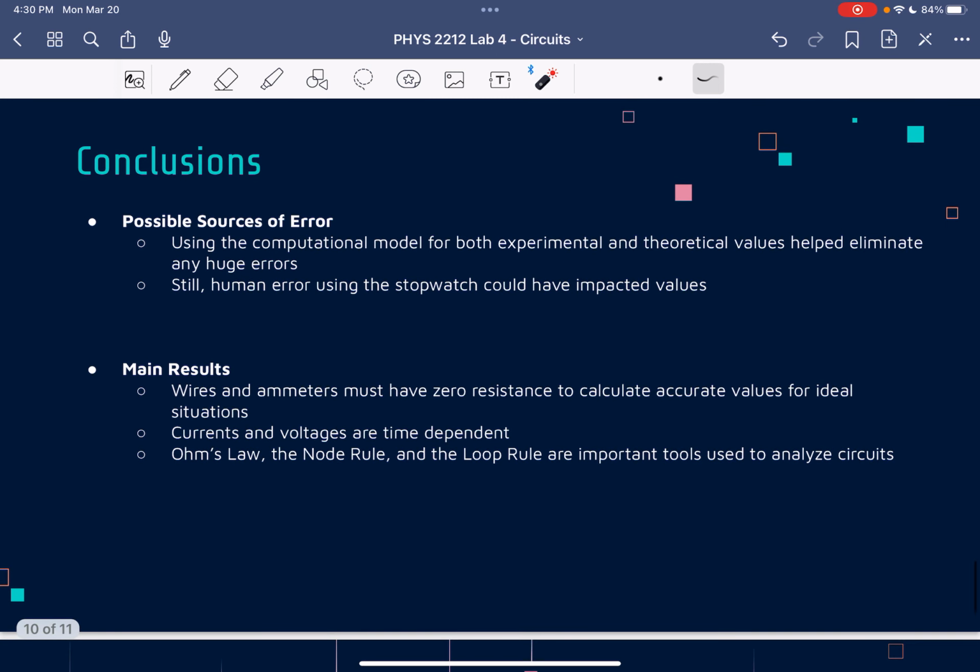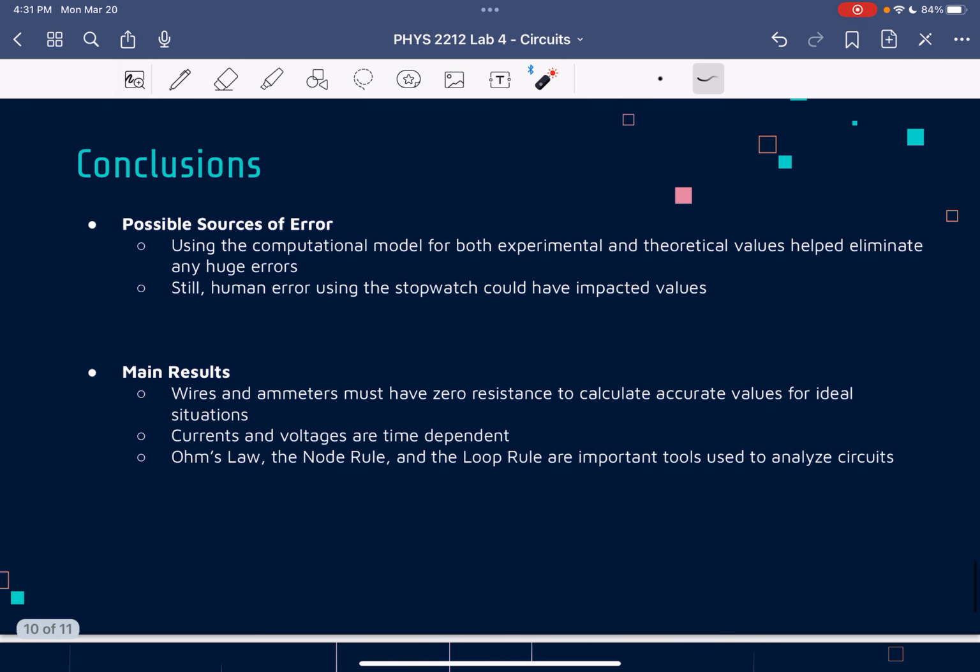So some conclusions. Our possible sources of error in this lab include using the stopwatch for human error, but mainly there were no errors since we used the ideal simulation. The main results of this lab are that wires and ammeters must have 0 resistance to calculate accurate values. Currents and voltages are time dependent. Ohm's law, the node rule, and the loop rule are important tools used to analyze circuits.